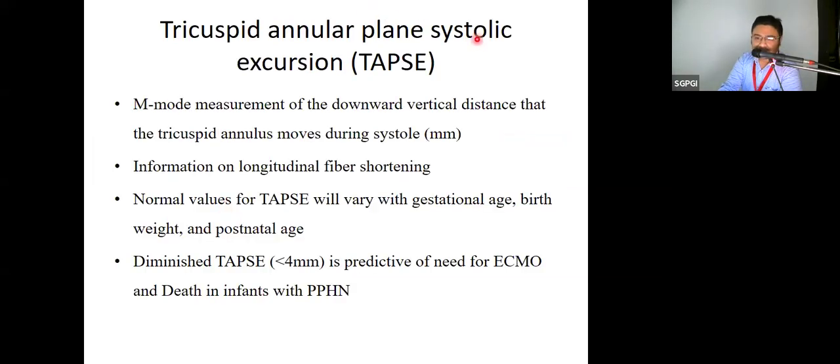So the second parameter is TAPSE. It is basically done in the M mode. Then it gives you information about the longitudinal fiber shortening. So we have nomograms for TAPSE, which will vary with gestational age, birth weight, and postnatal age. If the TAPSE is less than 4 mm, it indicates there may be a need for ECMO, and it also increases the risk of death in infants if the TAPSE is less than 4 mm.